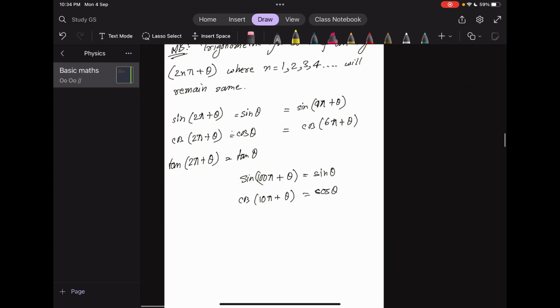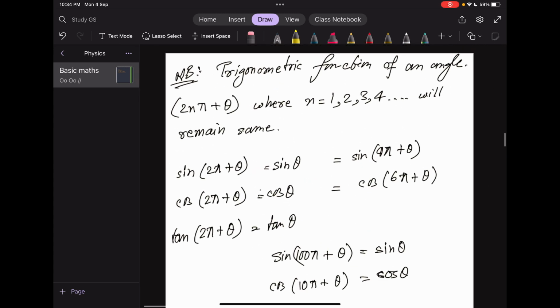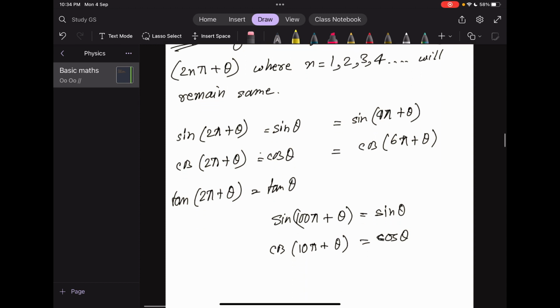And at last, the trigonometric function of an angle 2n pi plus theta, where n is 1, 2, 3, 4 up to infinity, will remain the same. That means sine 2 pi plus theta is sine theta, which is equal to sine 4 pi plus theta, and so on. Similarly, cos 2 pi plus theta is equal to cos theta. It also equals cos 6 pi plus theta.